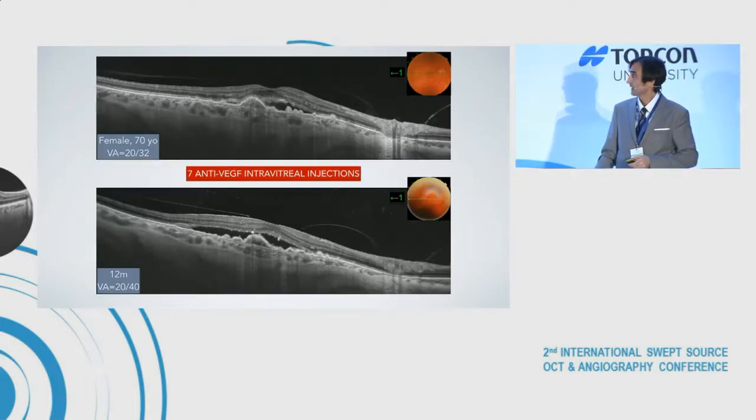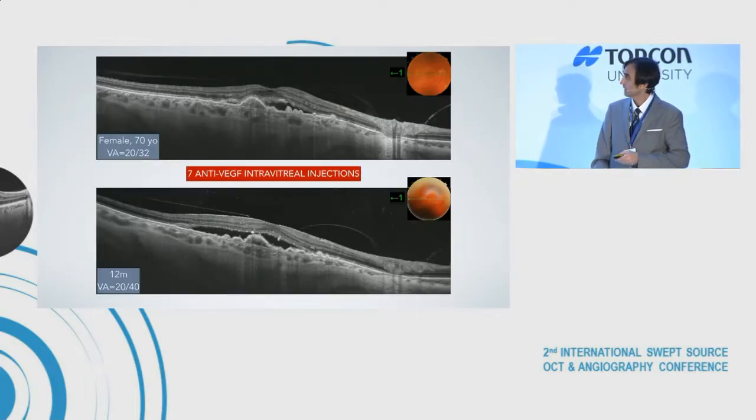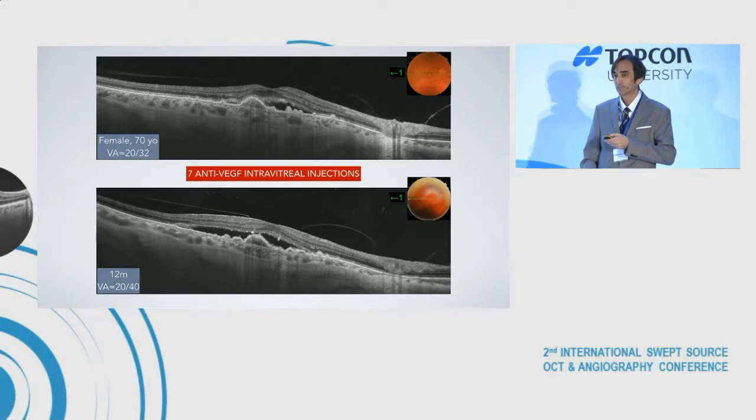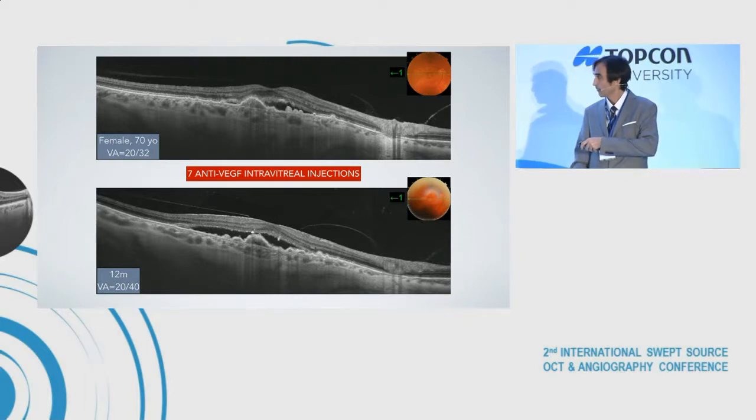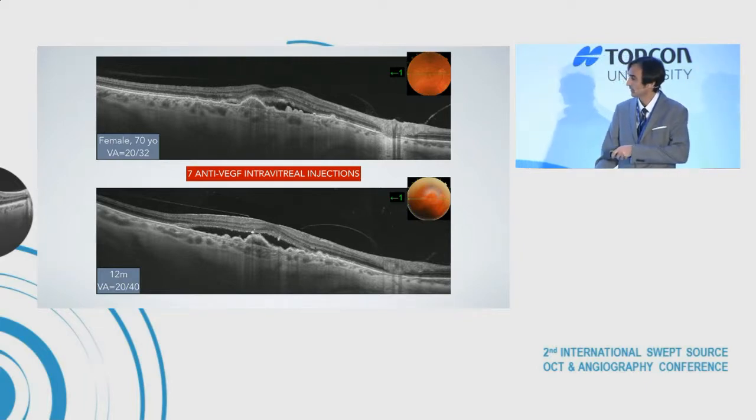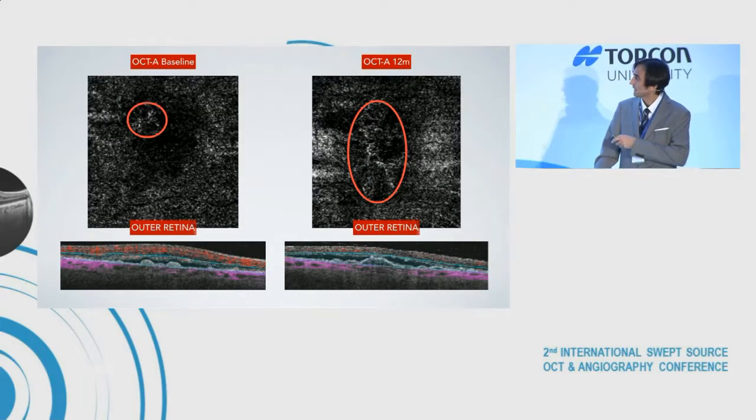On the contrary, there's a poor responder to the treatment. This patient at baseline with this type 1 CMV was treated with 7 intravitreal injections, and despite that, showed more fluid after 1 year of follow-up on the macula, and a clear enlargement of the area of CMV that we can see with the OCT angiography.